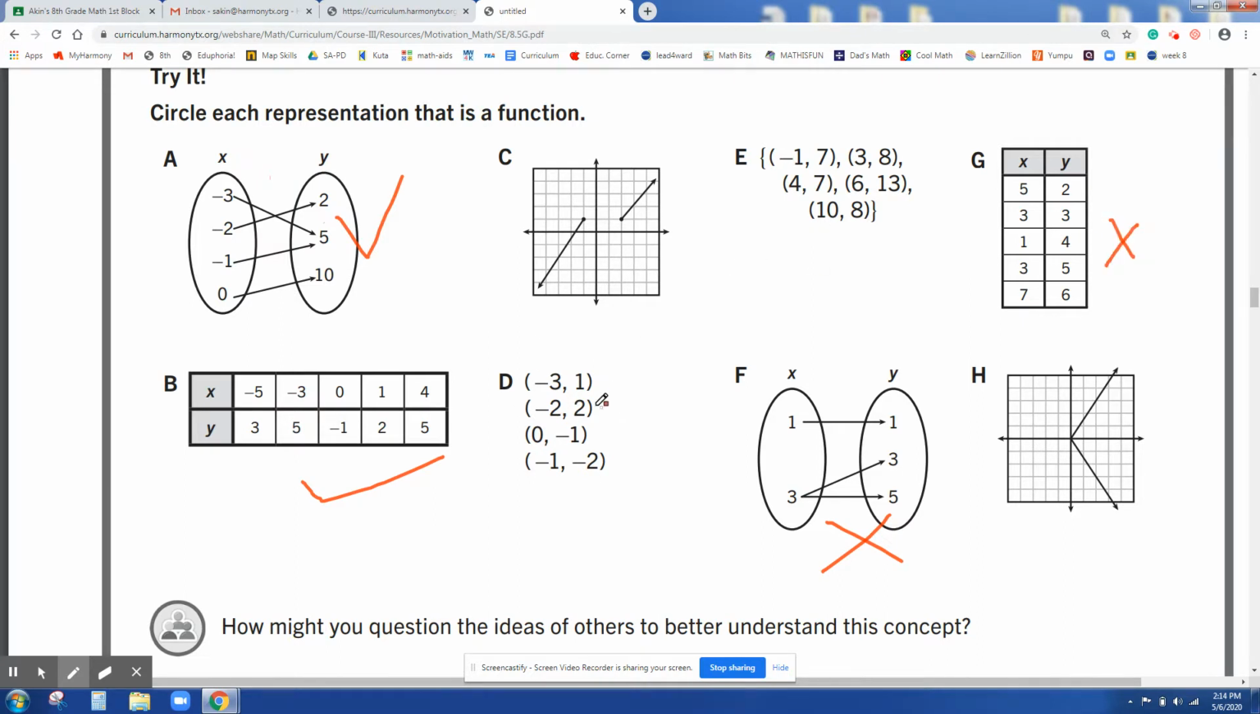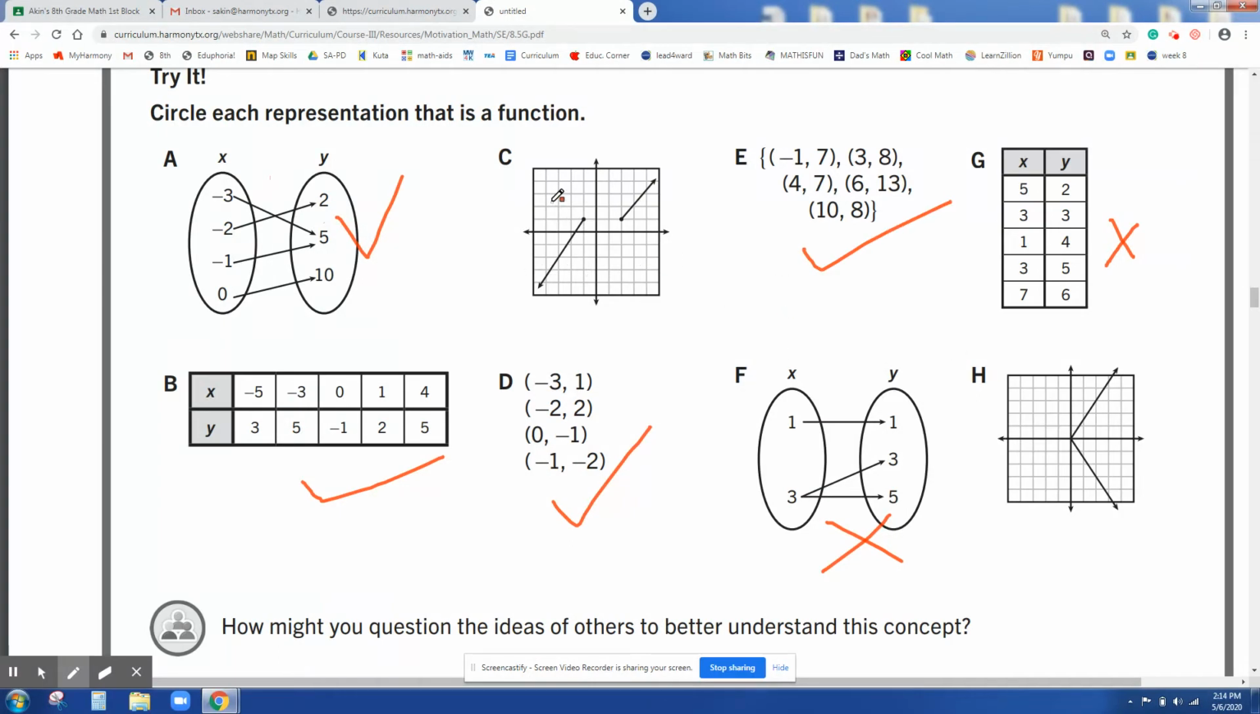And I have ordered pairs here, negative 3, negative 2, 0, 1. My x values are all different from each other, no problem. Negative 1, 3, 4, 6, and 10, they're all different from each other. I'm talking about x values. They're all different from each other, so no problem. It's a function.